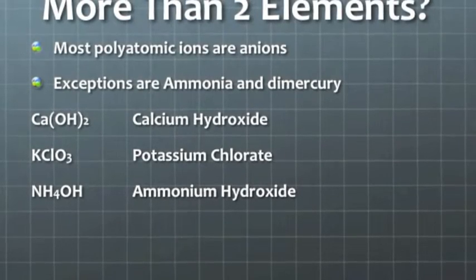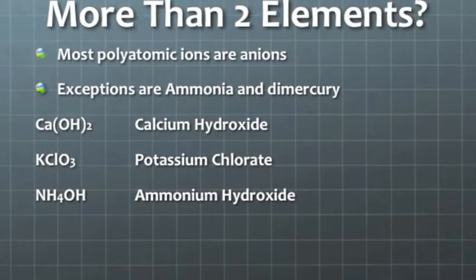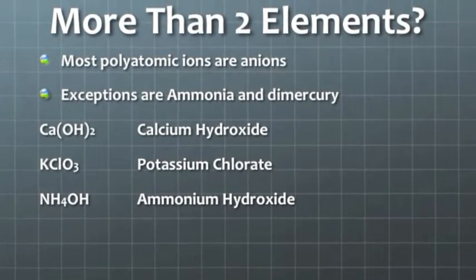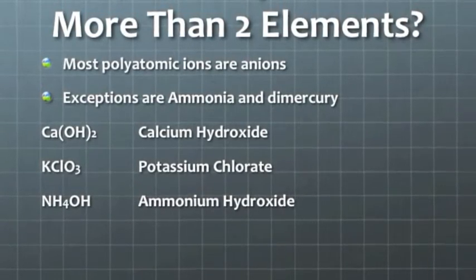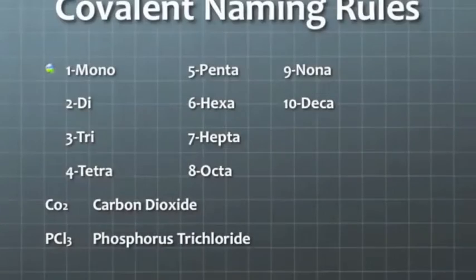If there are more than two elements, most polyatomic ions are anions. The exceptions are ammonia and dimercury. Examples include calcium hydroxide, potassium chlorate, and ammonium hydroxide.